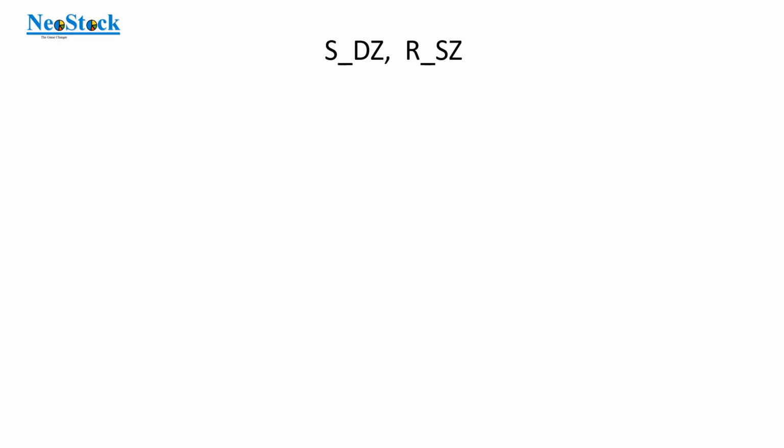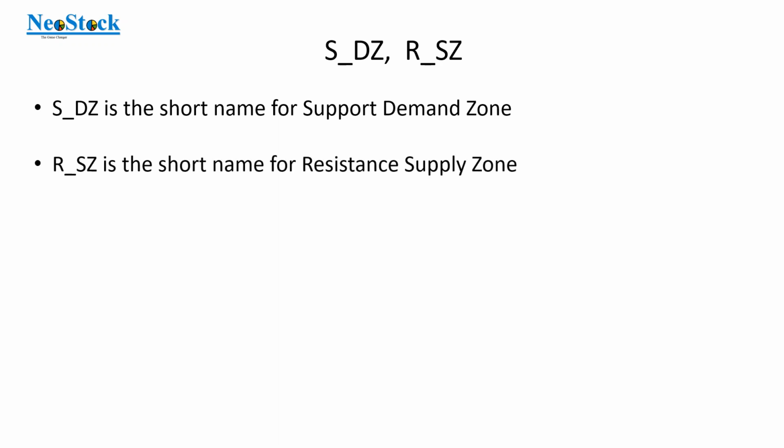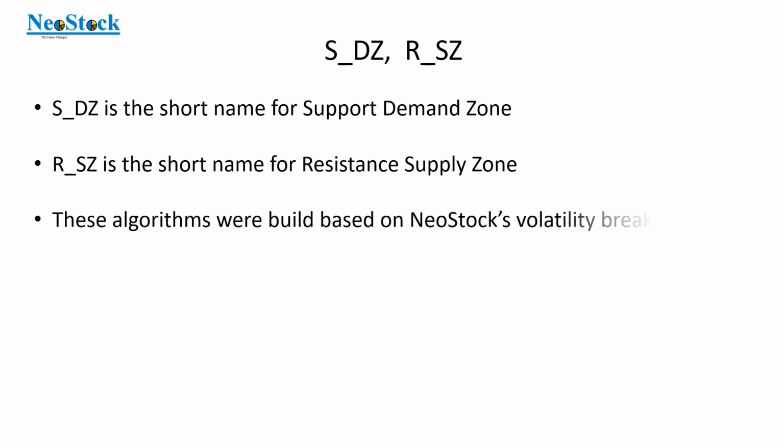And the next one is S_DZ and R_SZ. S_DZ is the short name for support demand zone. And R_SZ is the short name for resistance supply zone. This is the way you can understand them. These algorithms were built based on NeoStock's volatility breakouts.